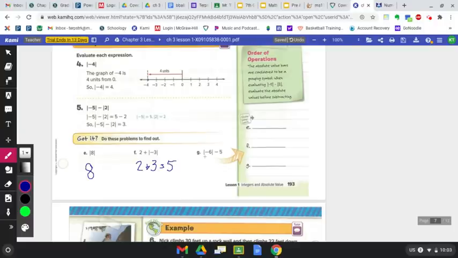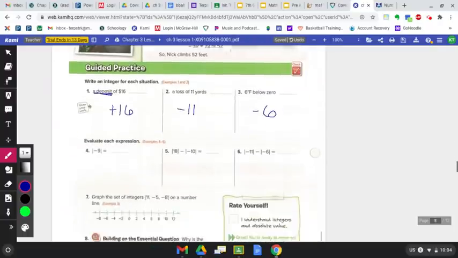Here in example G, notice these straight brackets. That's the absolute value of -6 minus 5. So the first thing I want to do is evaluate what is the absolute value of -6. Should be 6 minus 5. We get 1. Okay, so the first thing we want to do is change the absolute value and then solve the problem. So let's look at some examples of those.